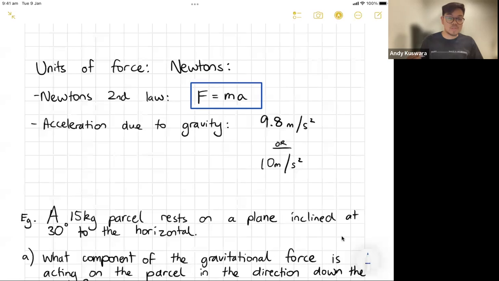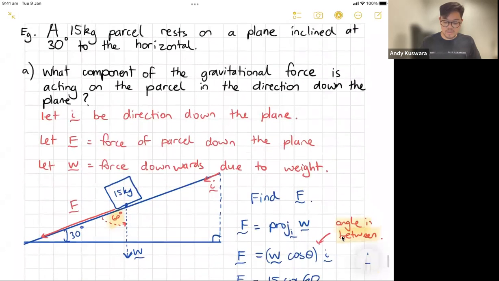Now normally when we talk about the physical applications and acceleration, we normally talk about gravity. And most times, I think every time, they'll tell you what value to use, but they'll generally say 9.8 or 10 meters per second squared. Okay, that'll be that. Now let's have a go at this question here.